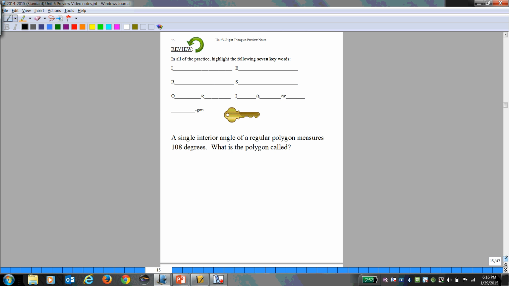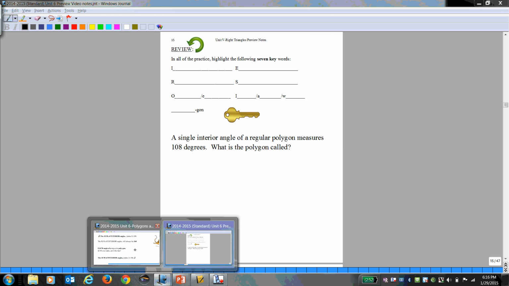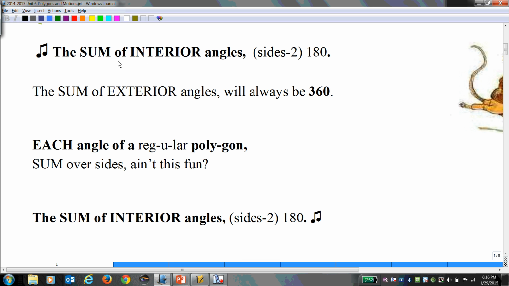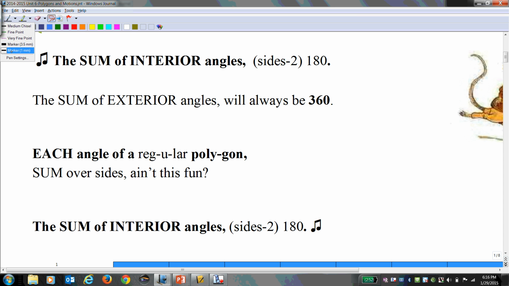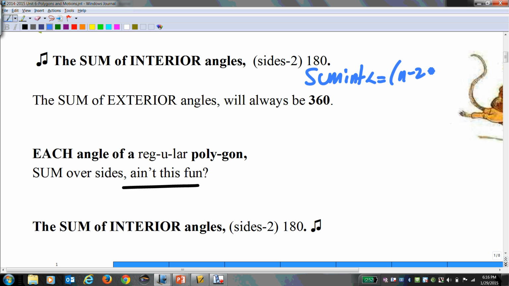Last class, we learned these four equations. We learned the sum of interior angles: sides minus 2 times 180. The sum of exterior angles will always be 360. Each angle of a regular polygon: sum over sides. So we learned that the sum of the interior angles is sides minus 2 times 180. The sum of the exterior angles will always be 360.